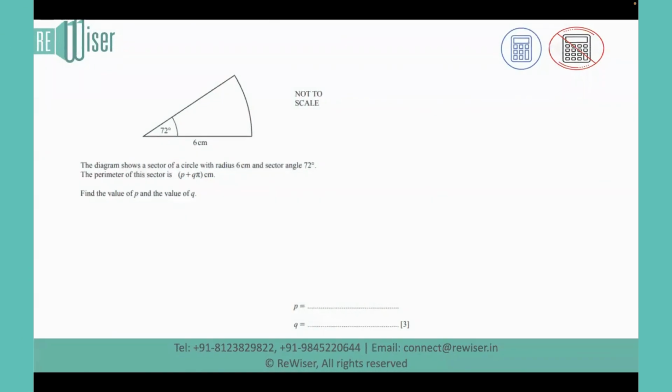In this question, we have a sector given. So let us go ahead and see what we need to find here. The diagram shows a sector of a circle with radius 6 centimeter and sector angle 72 degree. So this is the sector angle given, and the radius is also given as 6 centimeter. The perimeter of the sector is P plus Q pi centimeter. Now we need to find the value of P and the value of Q.